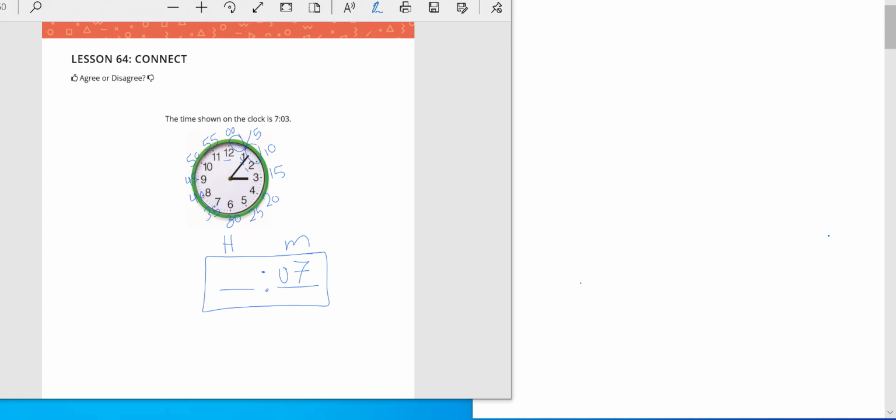And how many hours we have? We have 3. Our hand point to 3, so we have 3 hours. So it is 3 and 7 minutes. It is 7 past 3. Now go to our lesson today.